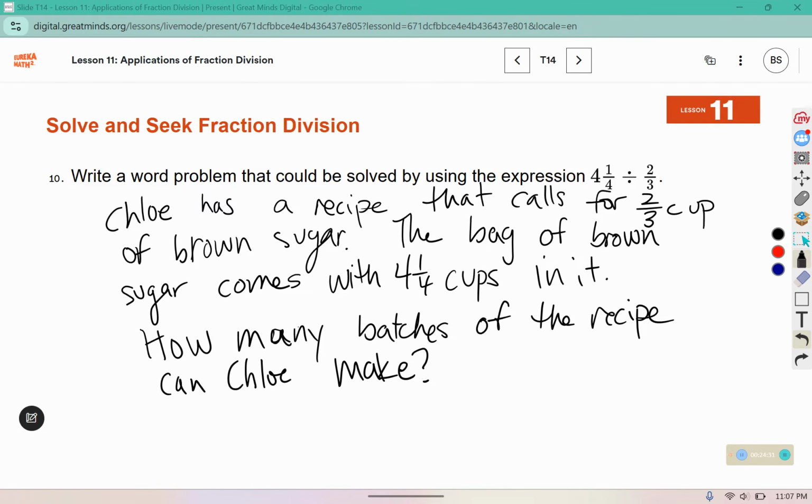This could be batches of cookies, it could be batches of caramel, could be brown sugar shaken espresso. It's up to you. You could also create a story problem that involves something completely different than brown sugar in a recipe. You could use sand. You could use weights. You saw several examples in the earlier problems that we did today.